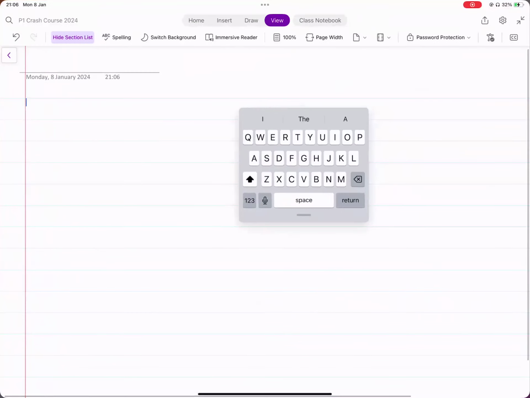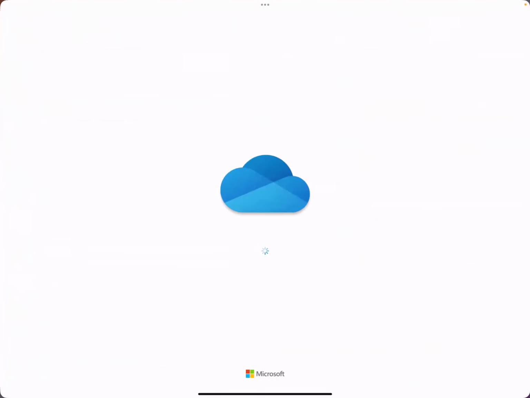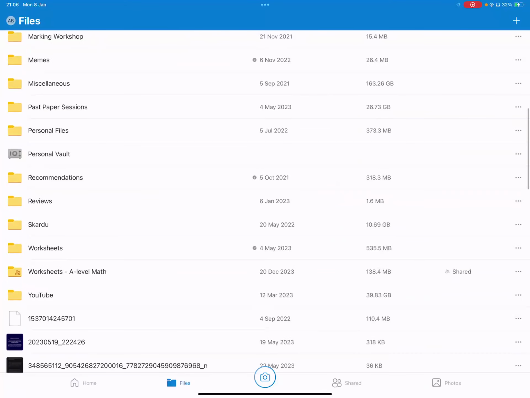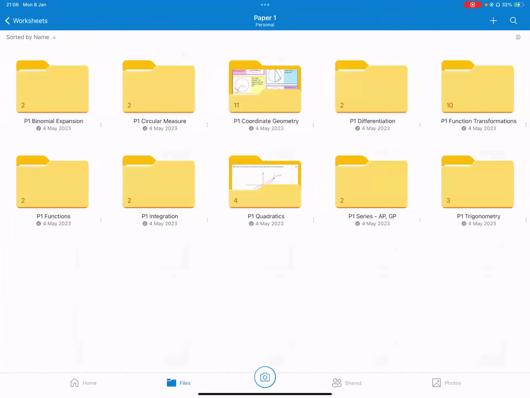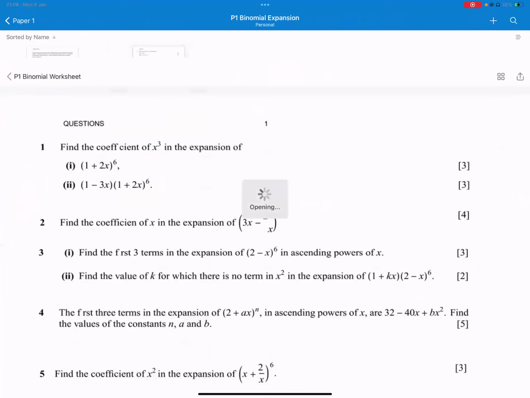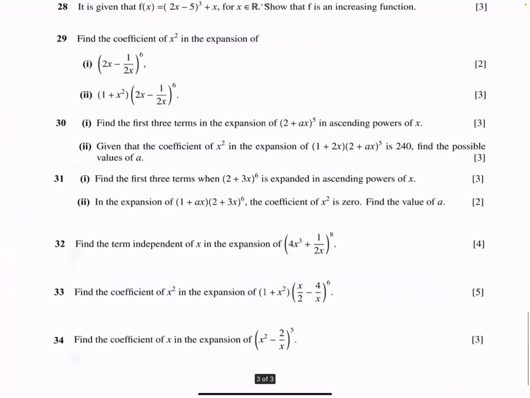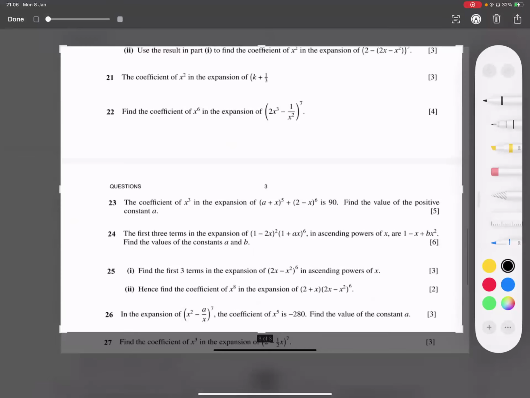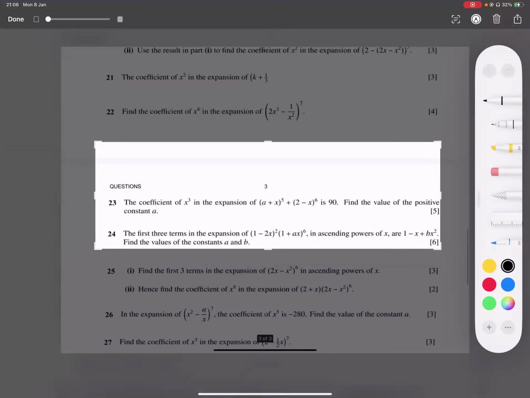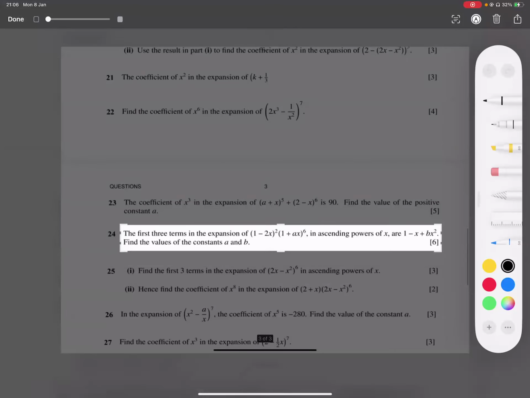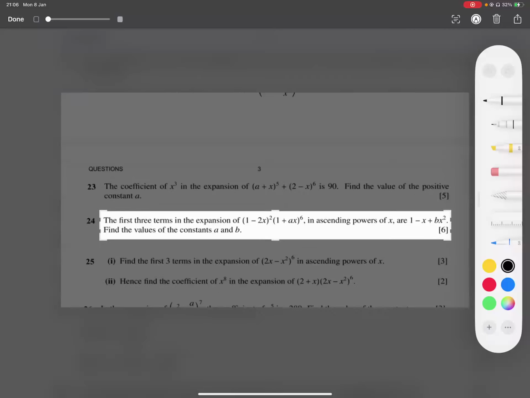Okay, let's do that question first, the one that you're asking about, question number 24. Question 33 we'll do tomorrow, inshallah, when we discuss how to find a specific term in an expansion. A proper method for that. We'll do that tomorrow.